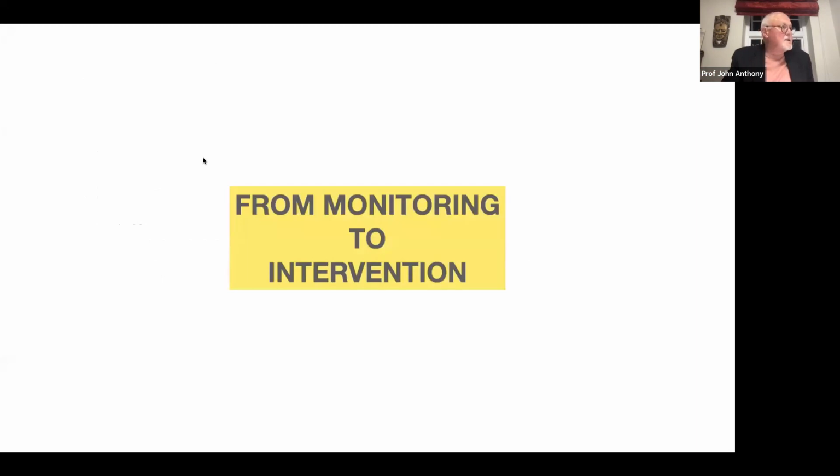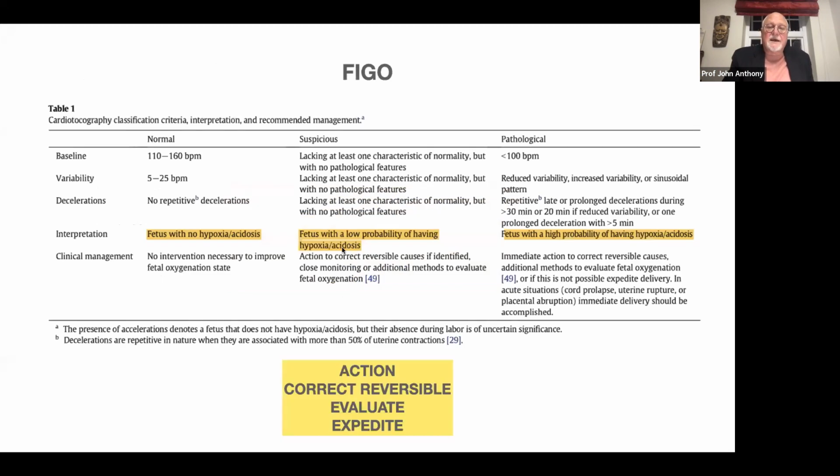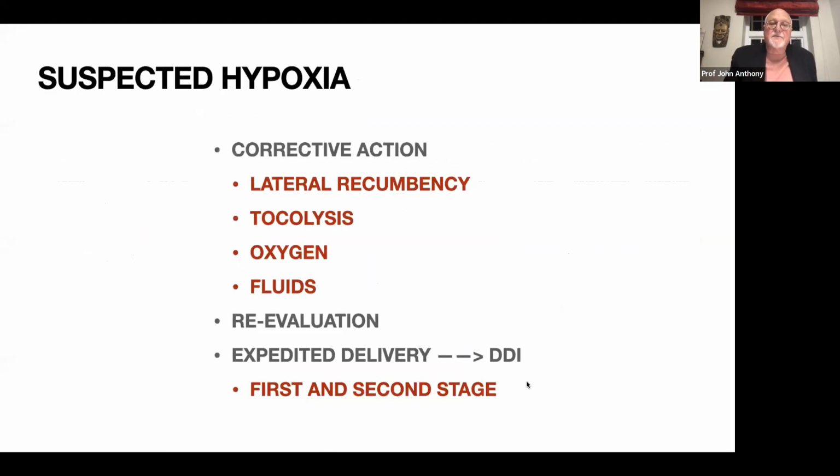So in the last few minutes that are available to me, I want to move from monitoring to intervention. And again, whether you're dealing with a suspicious tracing or pathological tracing, you need to do something. You need to immediately take action to correct reversible causes for fetal hypoxia. And thereafter, you need to come back and evaluate the tracing again and evaluate other methods of establishing whether the baby is hypoxic or not, and if necessary, to expedite delivery.